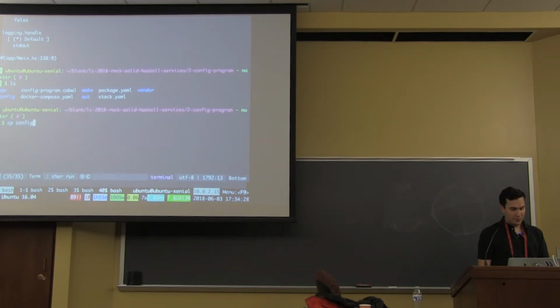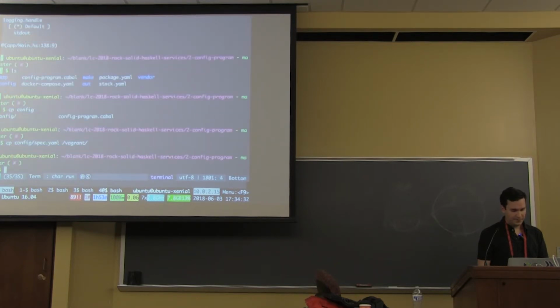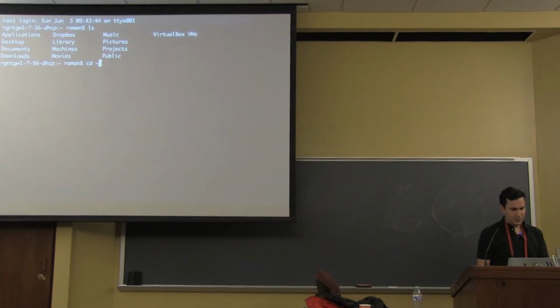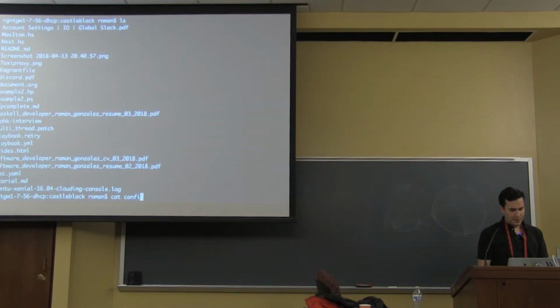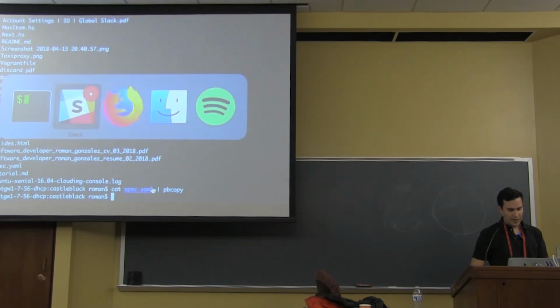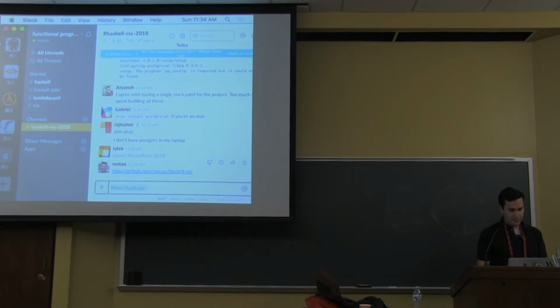That's on config, expected YAML into Vagrant. Go into machines, castle black, cat config, expected YAML, pbcopy, and just go to here.